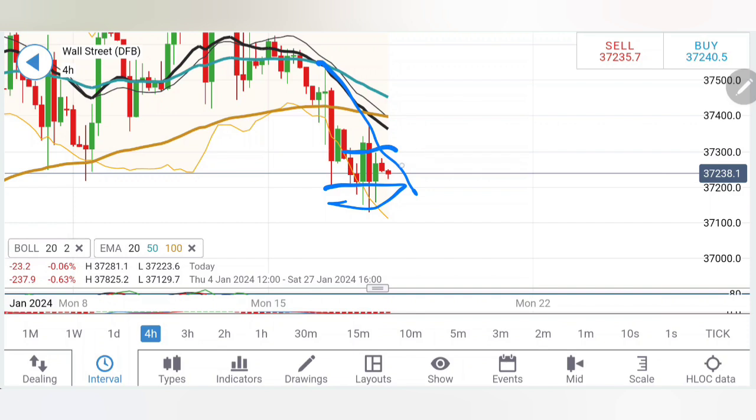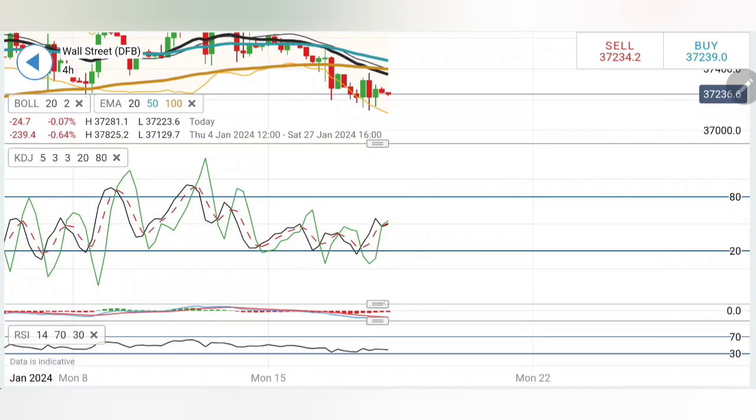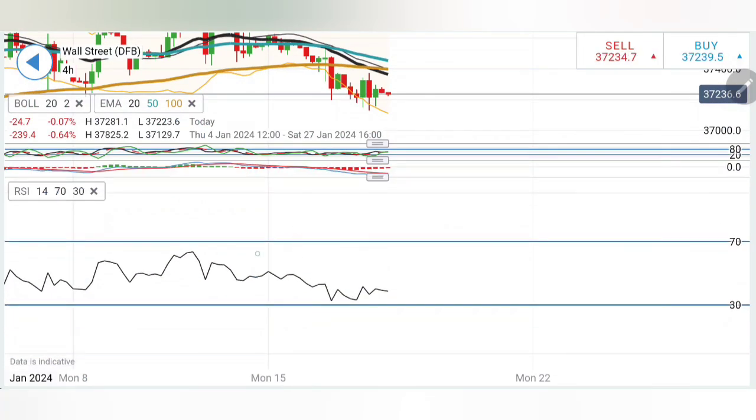Coming to 4-hour, look at the 4-hour charts, consolidation going on here, but lower highs are also seen. Thus it has to stay certainly above 37,300 and then 37,380 in order to confirm reversal. Stochastic rising, MACD is bearish, RSI is flat.